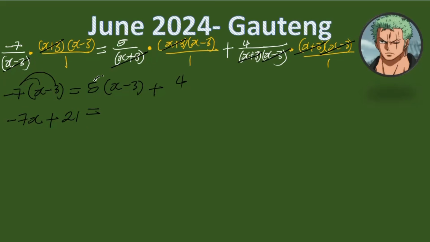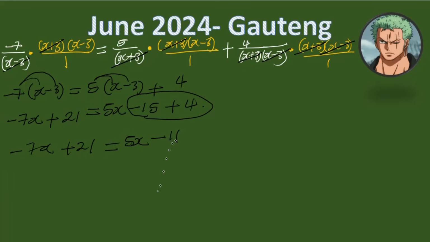Equals to, distribute this. 5 times x, that is 5x. Distribute again. Positive 5 times negative 3, that is negative 15. Plus 4, right? Then afterwards, deal with like terms. I have negative 7x, guys. This is long, but it's nice. And then I have 5x. I add these two like terms. I'll get a what? Negative 11, right?